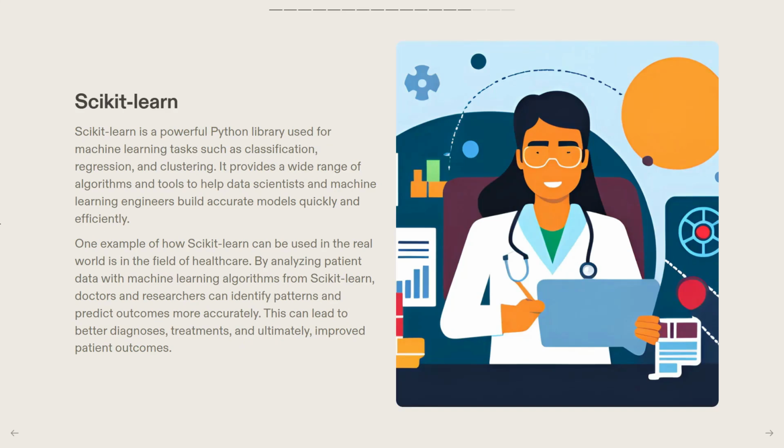Sklearn is a powerful Python library for your machine learning tasks, such as classification, regression, clustering, which we are also going to do in our course. It provides a wide range of algorithms and tools to help data scientists and machine learning engineers build accurate models quickly and efficiently. One example of how Sklearn can be used in the real world is in the field of healthcare. By analyzing patient data with machine learning algorithms from Sklearn, doctors and researchers can identify patterns and predict outcomes more accurately. This can lead to better diagnostics, treatment, and ultimately improve patient outcomes.